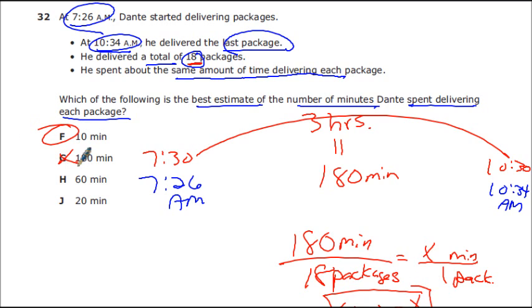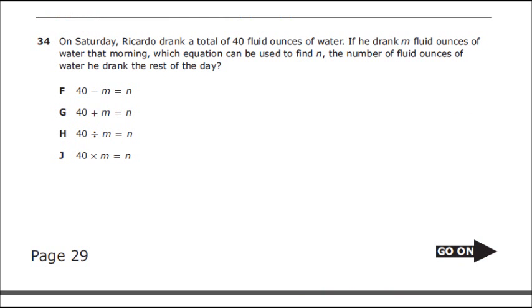G is 3 hours per package. What about the other 17? This is an hour per package, so you can only get 3 delivered. This is 20 minutes. He's not going to get all 18, he's only going to get 9 of them delivered there. So not reasonable. F has to be your answer.